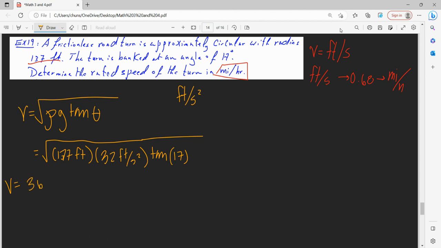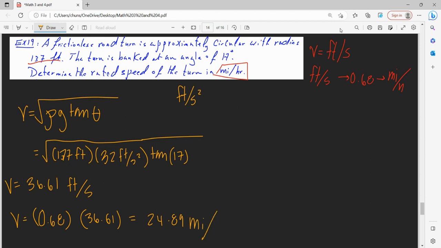And this gives 36.61 feet per second. And to go to miles per hour, we know that we have to multiply 0.68 by our feet per second, which equals 24.89 miles per hour.